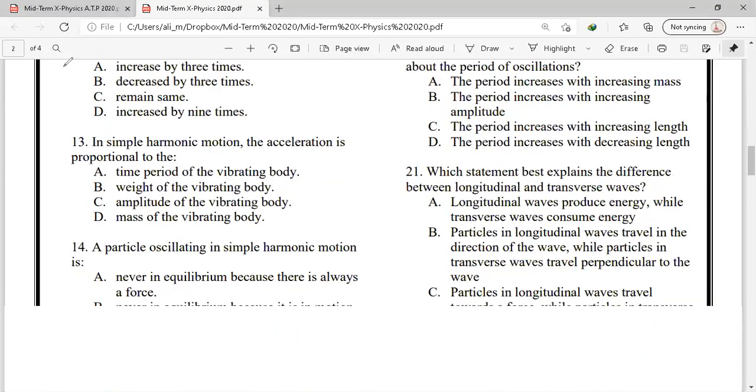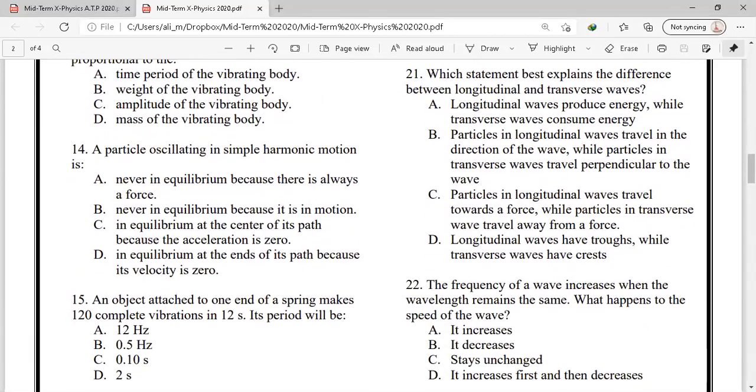So let's come to the other question, that is question number 21. Which statement best explains the difference between the longitudinal and the transverse wave? We know that in a longitudinal wave, if this is the direction of the wave, particles move in that way, so this is a longitudinal wave. And let's say this is the direction of the wave and particles of the medium move in this way. So this is known as a transverse wave.